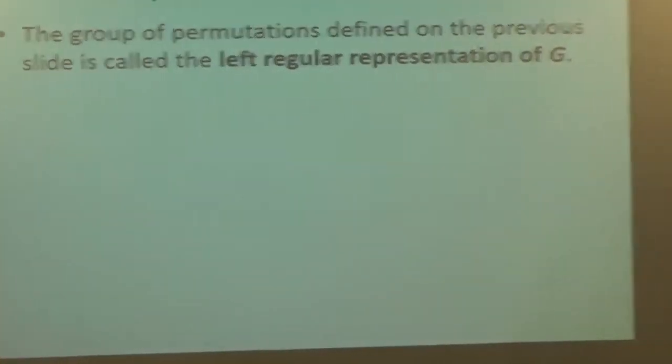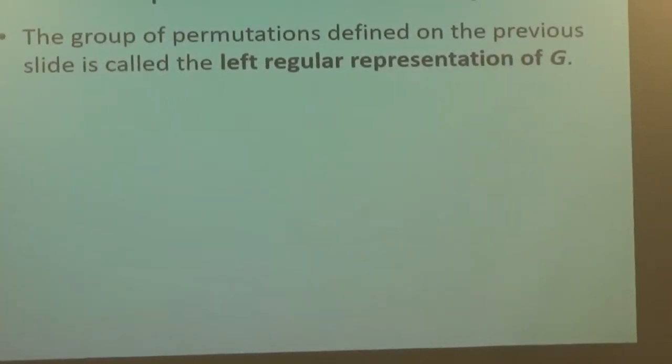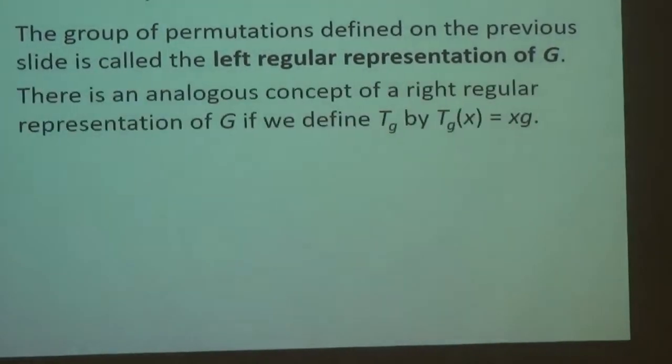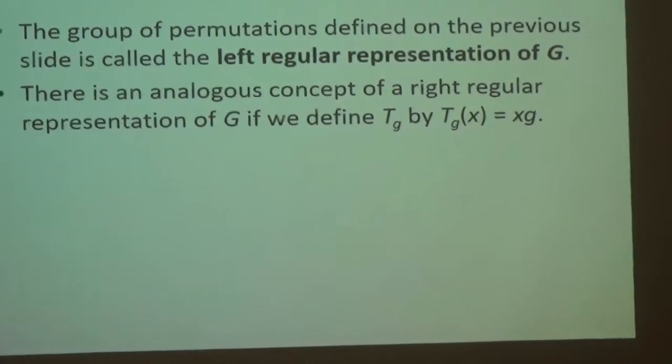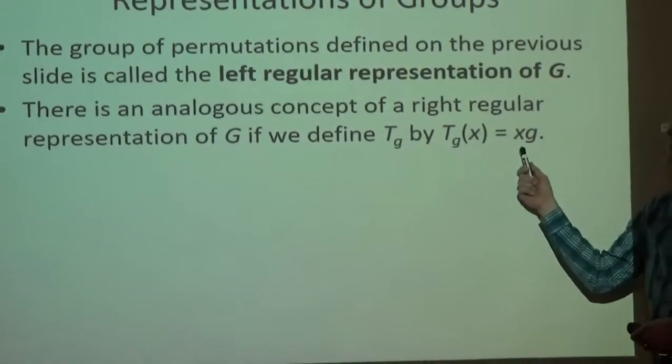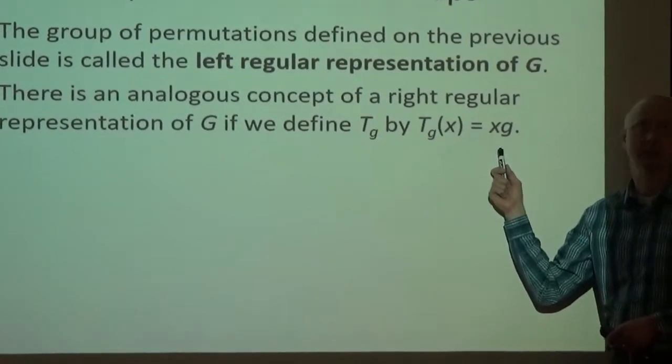The group of permutations G bar defined in the previous slide is called the left regular representation of G. There's an analogous concept of a right regular representation of G. We could define T sub G instead by this formula, multiplied by G on the right instead of on the left.